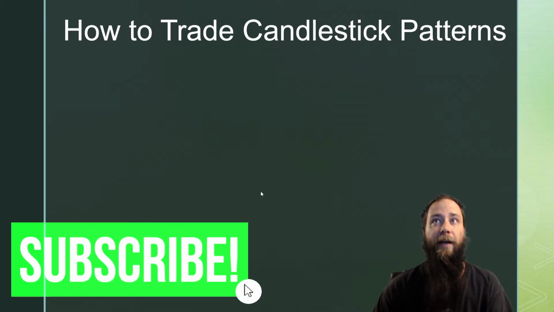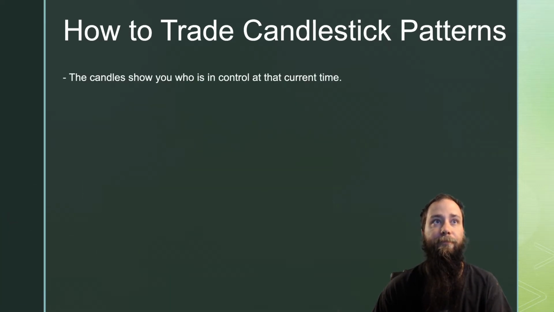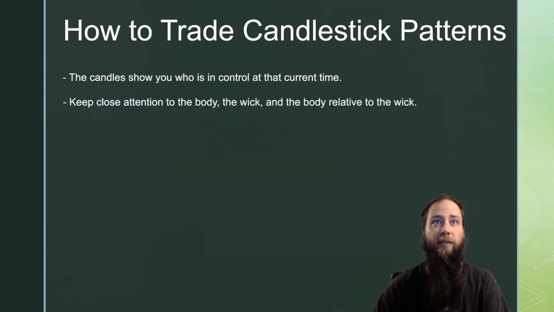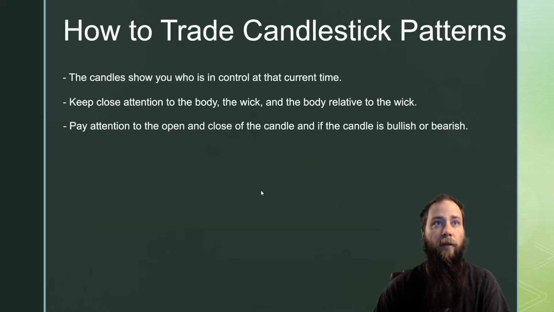How to trade candlestick patterns. So the candles show you who is in control at the current time. Whether it's bullish or bearish, the color will indicate which way it's moving. So keep close attention to the body, the wick, and the body relative to the wick. So how big the wick is, how big the body is. Pay attention to the open and the close of the candle, and if the candle is bullish or bearish.